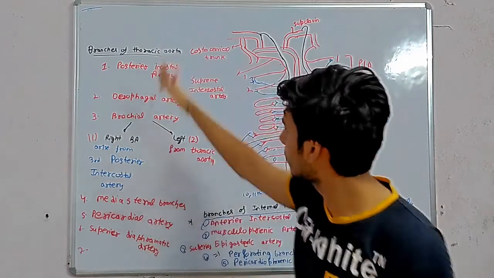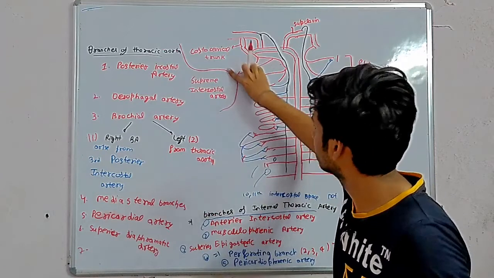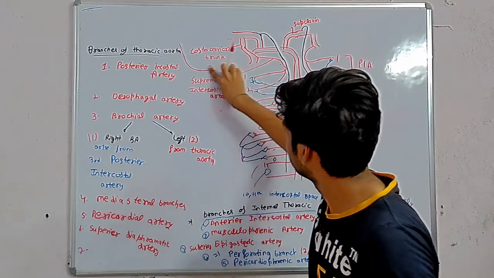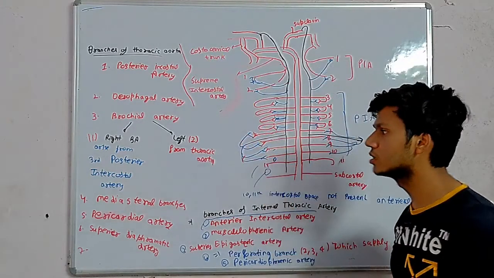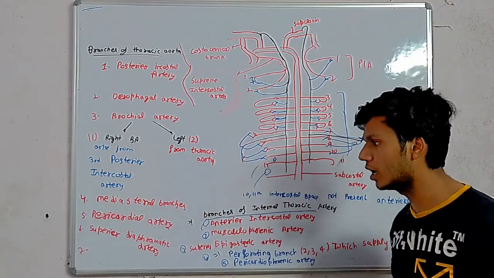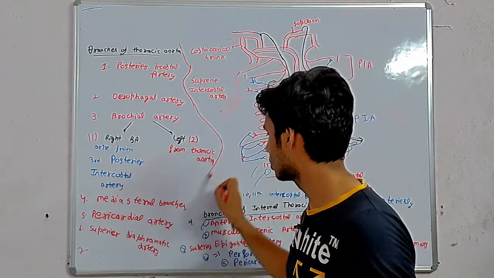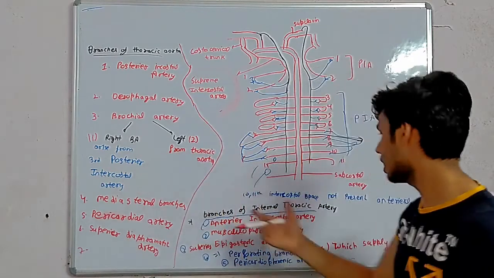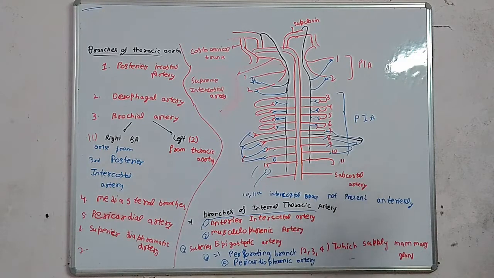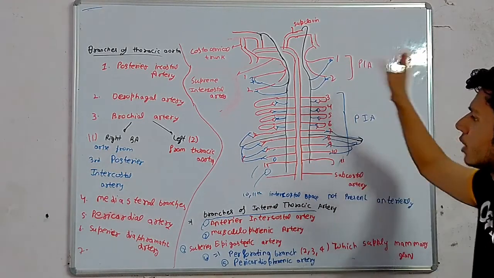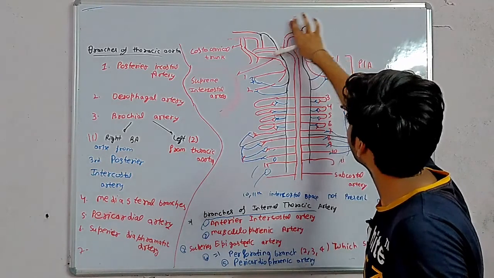So these are the branches of the thoracic aorta: posterior intercostal arteries, esophageal arteries, bronchial arteries, mediastinal arteries, pericardial arteries, superior diaphragmatic arteries. And these are the branches of the internal thoracic artery: anterior intercostal, musculophrenic, superior epigastric, perforating, pericardial. Done, and this is the pattern of the whole arrangement. Wait, let me write it all out.